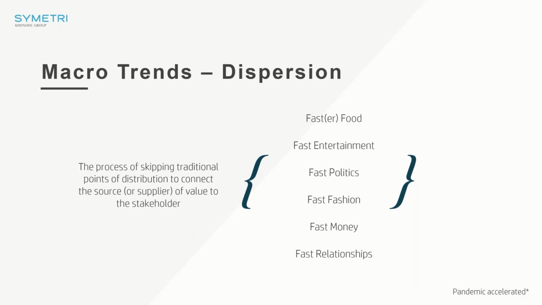It's affecting pretty much every touch point in society, but dispersion is the process of skipping traditional distribution points to connect the source or the supplier of value to the stakeholder. So an example for some of us who are quite used to things like this: fast food restaurants used to be fast food, but people want faster food. So we have things like Uber Eats and Deliveroo. For entertainment, people would go to the cinemas. Now we have Netflix and Prime and various other streaming services.